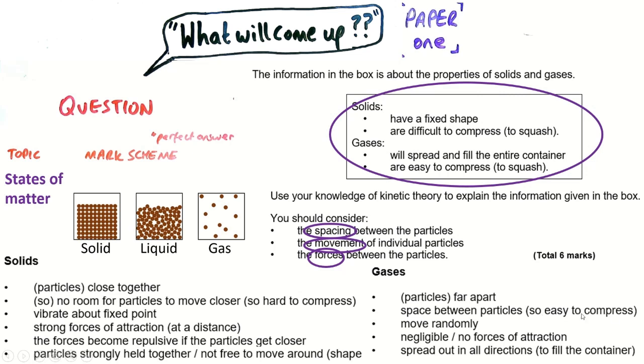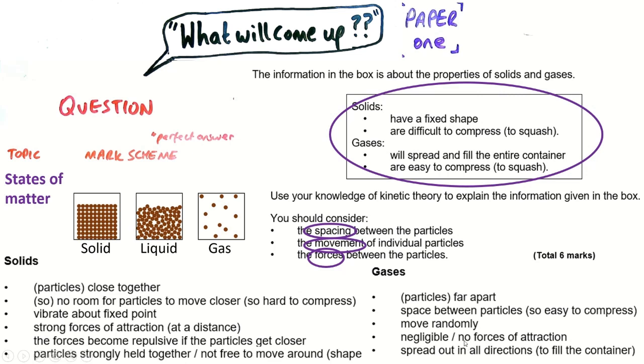You could say a range of speed, overall quicker than liquids, for example. And lastly, the forces between them are negligible or none. They are not really connected together, they don't have bonds or anything like that between the molecules, so there's no forces of attraction, and that helps explain why the gas particles will spread and fill the entire container.